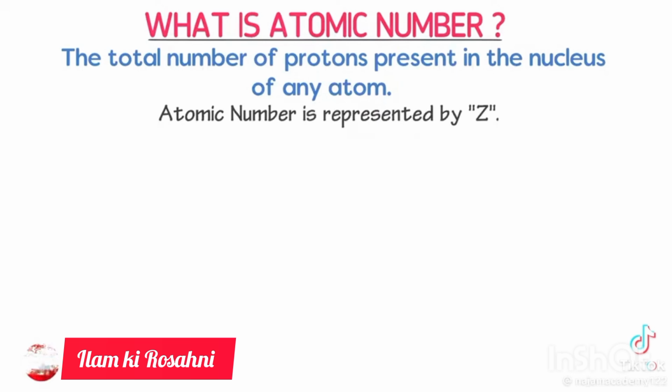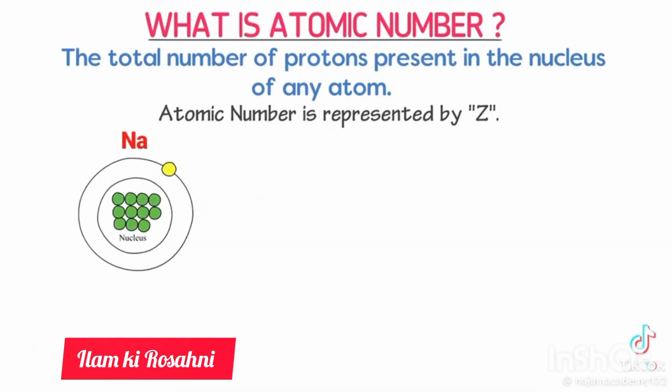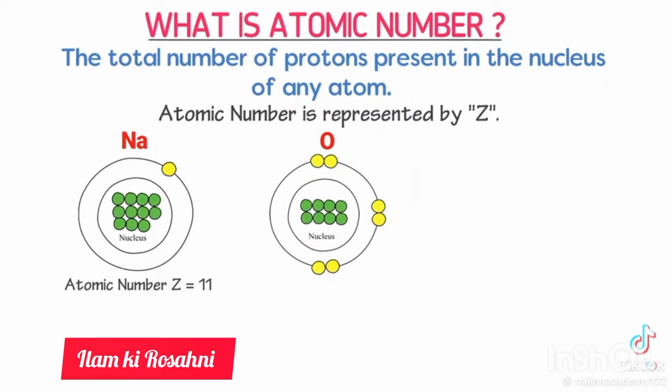For example, consider an atom of sodium element. Note that I only draw the valence shell of all atoms. There are 11 protons present in the nucleus of sodium. Hence, atomic number of sodium is 11. Consider an atom of oxygen element. We know that there are 8 protons present in the nucleus of oxygen. Hence, the atomic number of oxygen is 8.